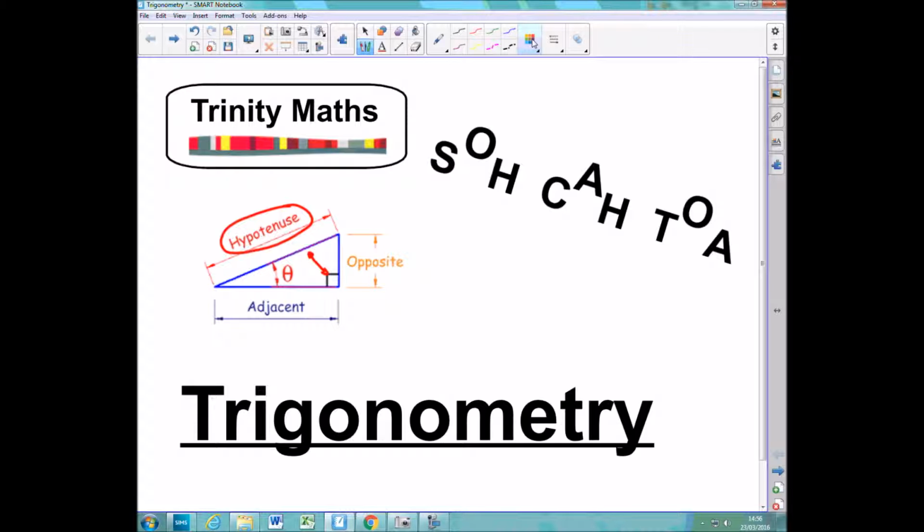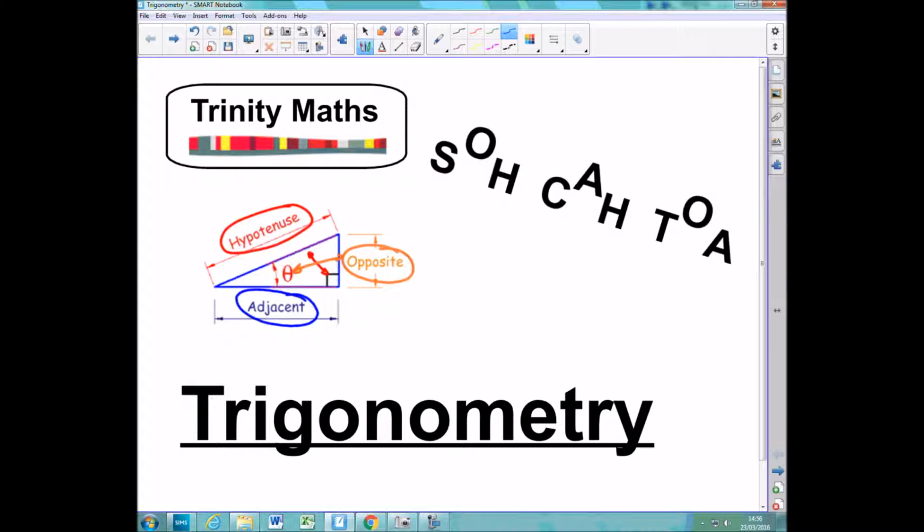Okay, the next side is what we call the opposite. Okay, now this side is opposite our angle here. Okay, it doesn't touch this angle that will be drawn in the questions. And then finally, we've got this side called the adjacent. Okay, and the adjacent is the side that is touching both the right angle and it's also touching the angle in the question.